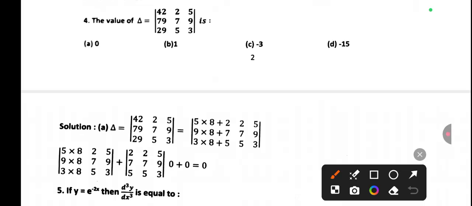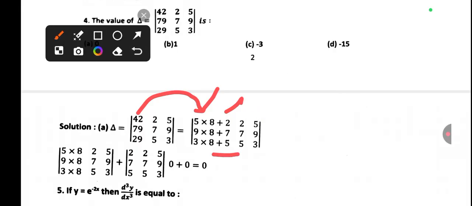Now the fourth question: the value of the determinant. Normally if you expand it, you will get the answer, there is no doubt. So 42 you may split like this: 5 8s are 40 plus 2. Then 79: 9 8s are 72 plus 7. And 29: 3 8s are 24 plus 5. Like that they are splitting.